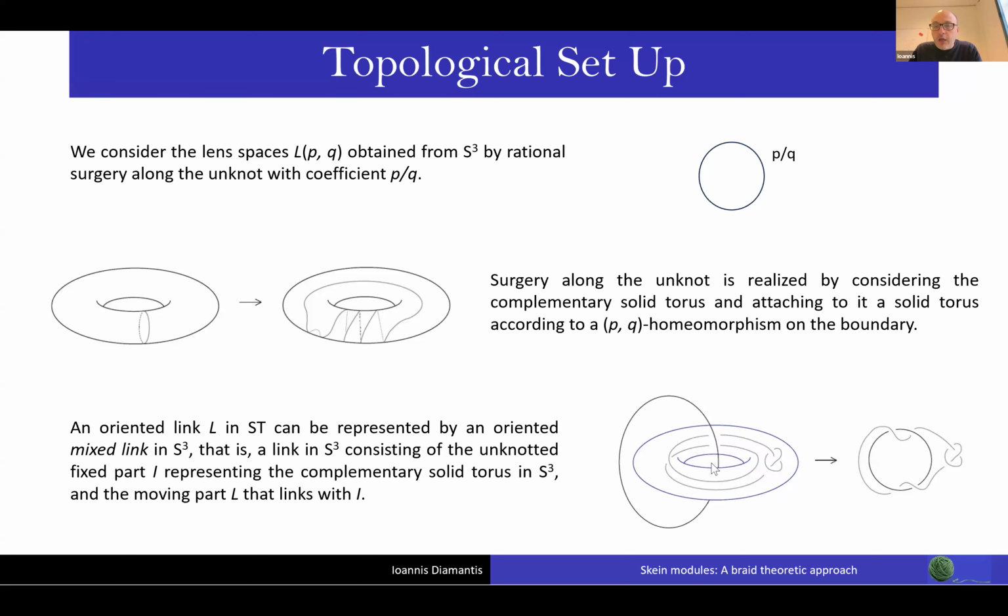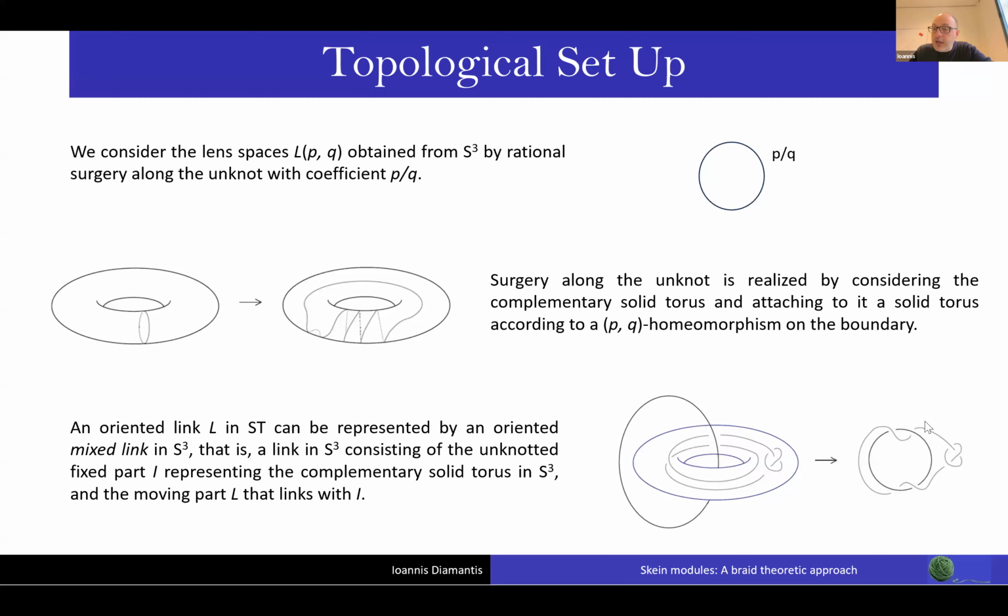What is a mixed link? I am considering this black curve to be fixed, representing the complementary solid torus. Mixed links have two parts: the fixed part that represents the three-manifold, and the moving part that represents the link that lives in that three-manifold.